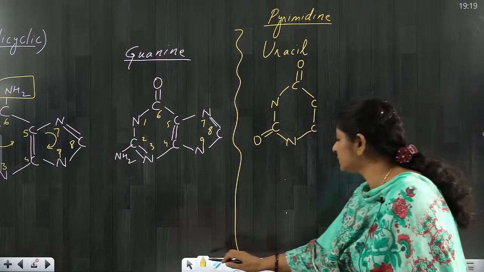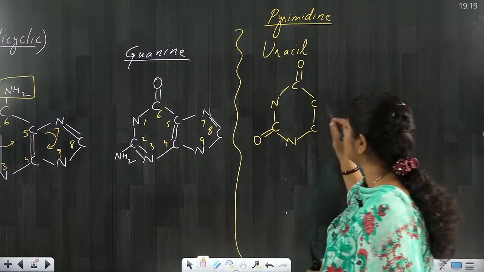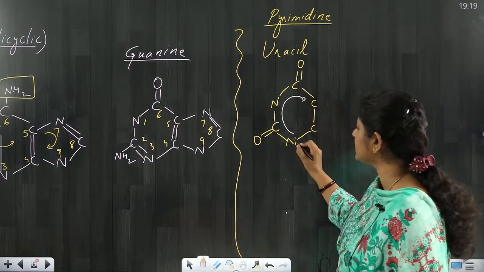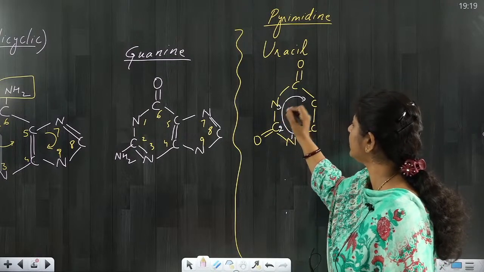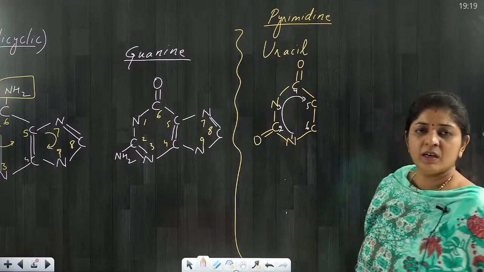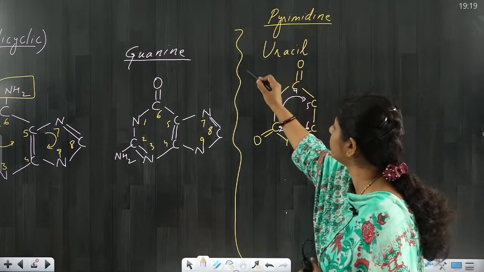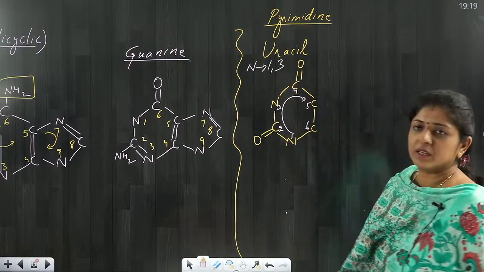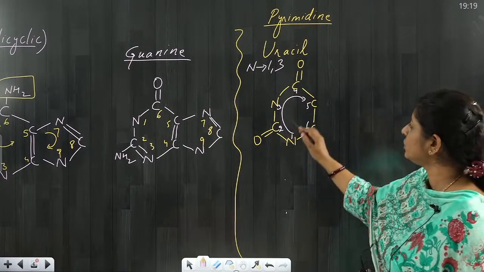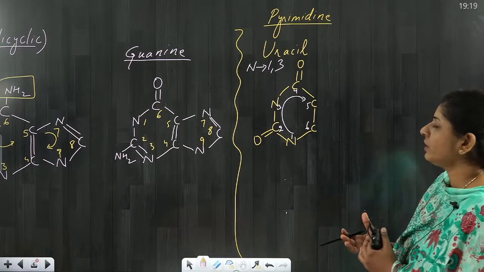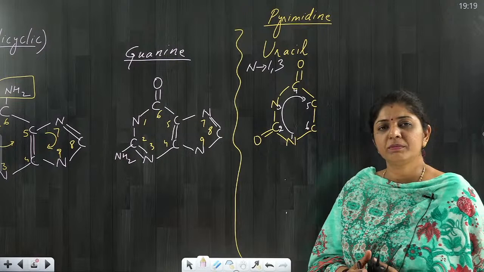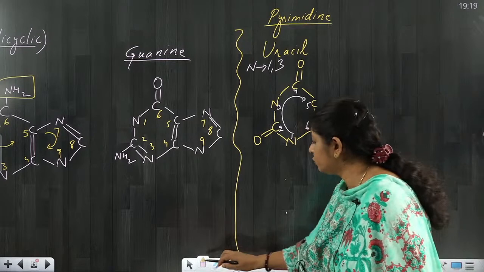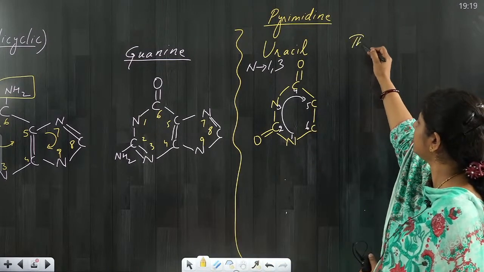Now how to number this? We have to number it clockwise. How do we number it clockwise? Starting from this nitrogen, 1, 2, 3, 4, 5 and 6. Now can you see what the position of nitrogen is here? The position of nitrogen is 1 and 3 in uracil. But the oxy group will be at positions 2 and 4. This structure is for uracil, and uracil, you know, is the nitrogen base in the case of RNA, not in the case of DNA.